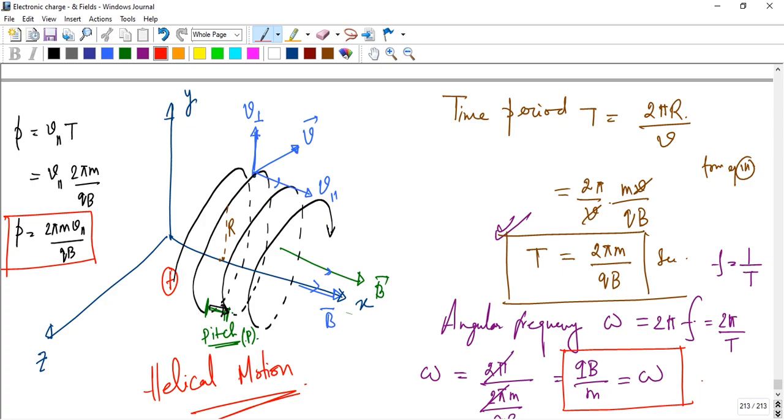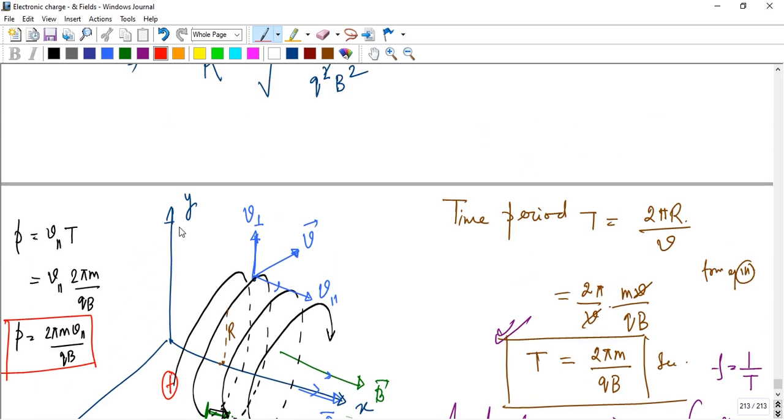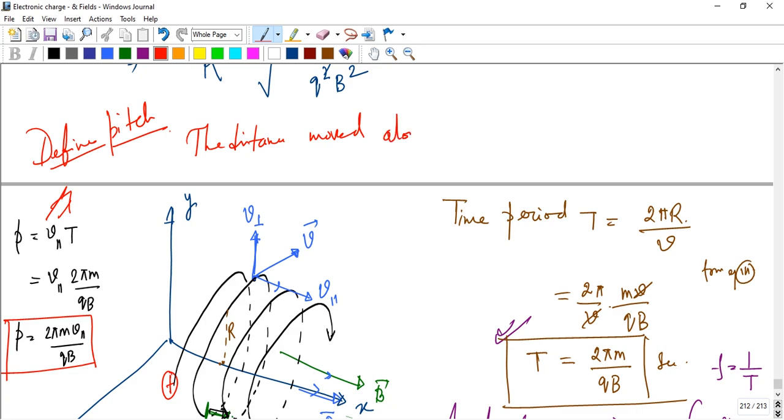Suppose you are asked to define pitch for a 1 mark question. What is pitch? The distance moved along the magnetic field in one rotation is called pitch.